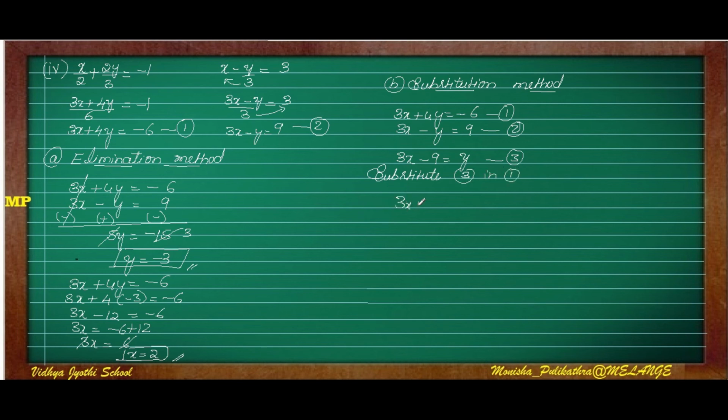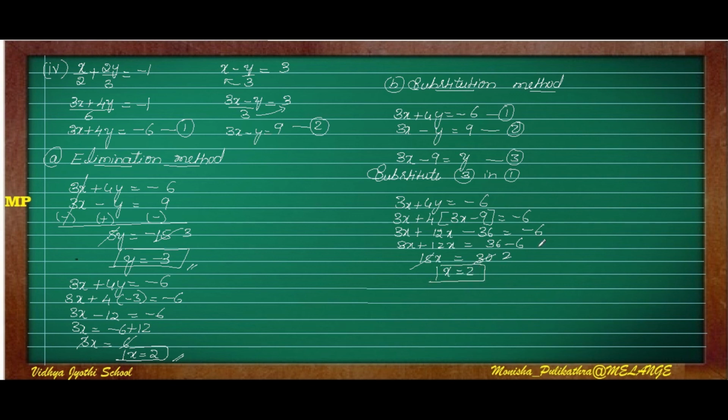The first equation is 3x plus 4y is equal to minus 6. So in the place of y, I need to substitute the value, 3x minus 9, is equal to minus 6. So 3x plus 4 3s are 12x minus 9 4s are 36 is equal to minus 6. So 3x plus 12x is equal to minus 36. I will be shifting to right hand side. It will be plus 36 minus 6. So 3x plus 12x is 15x is equal to 36 minus 6 is 30. So 15 1s are, 15 2s are. So the value of x is 2.